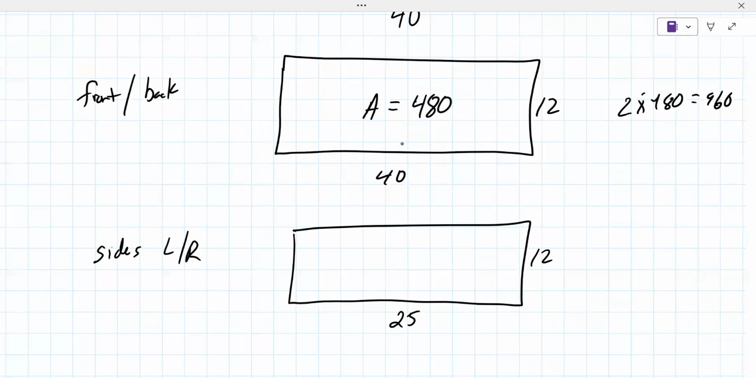So then for the sides, it would be 25 times 12, and then that times 2, since there's also 2 of them. So it'd be 600 for both of the sides. Yeah, so 25 times 12 is 300. Like you said, there's two of them. 600. So how much is their total?